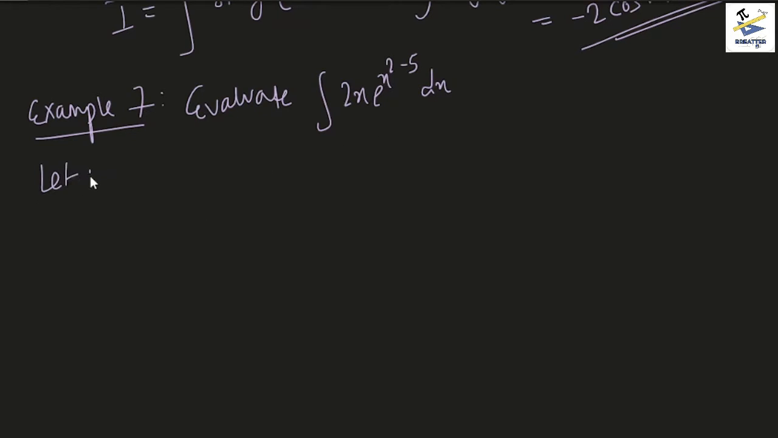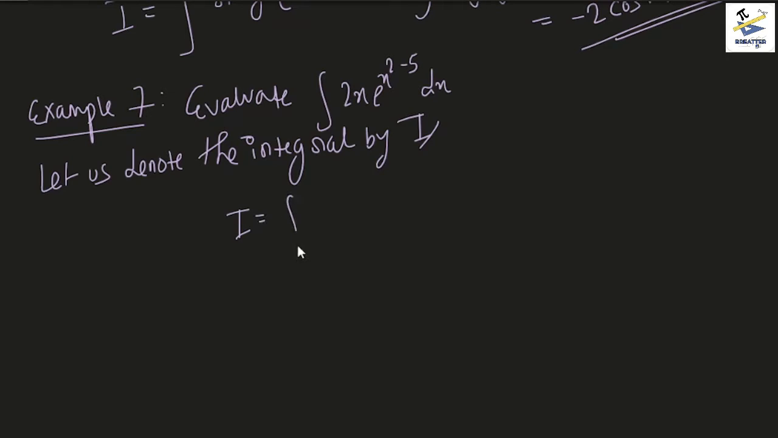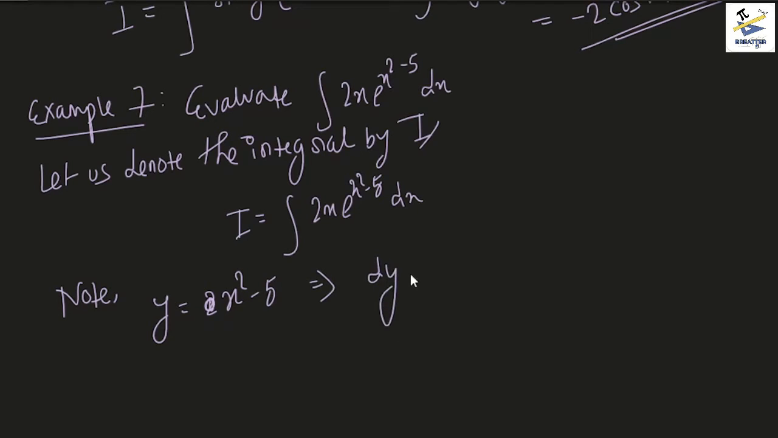So let us denote the integral by I, so that I is equal to the integral of 2x e to the power x square minus 5 dx. Note that in this integral, since the derivative of x square minus 5 is just 2x, what we can do is let y equal x square minus 5, which should give us dy equals 2x dx, right?